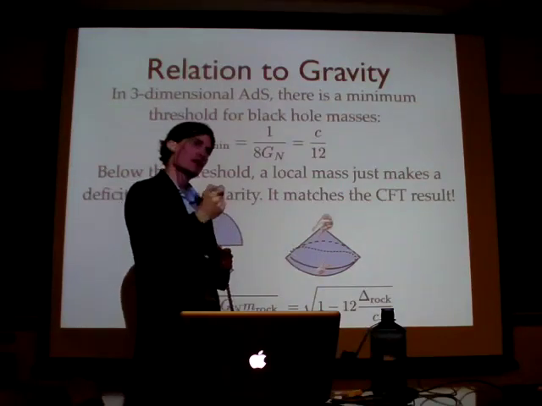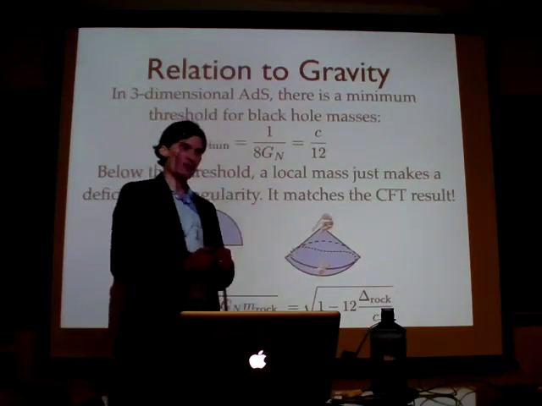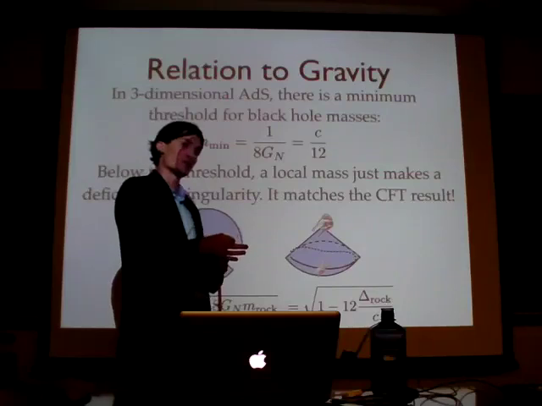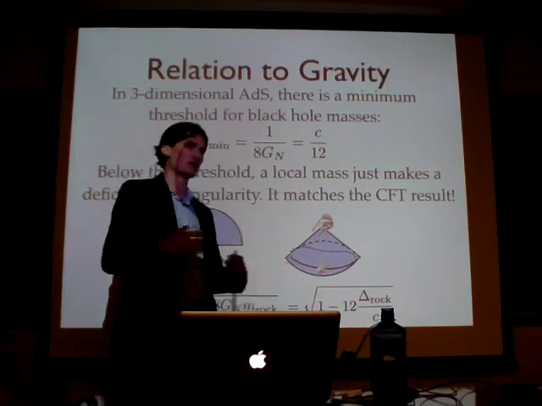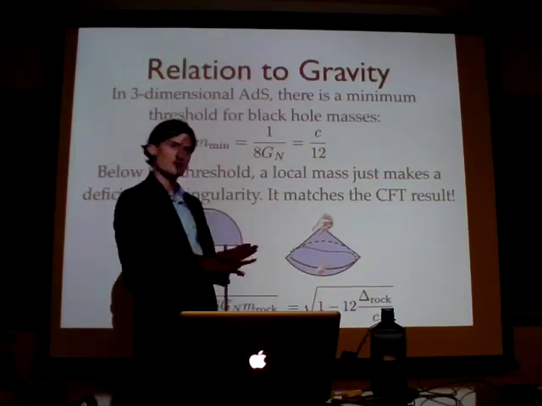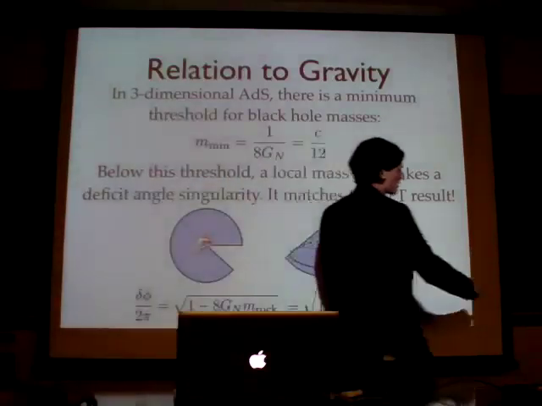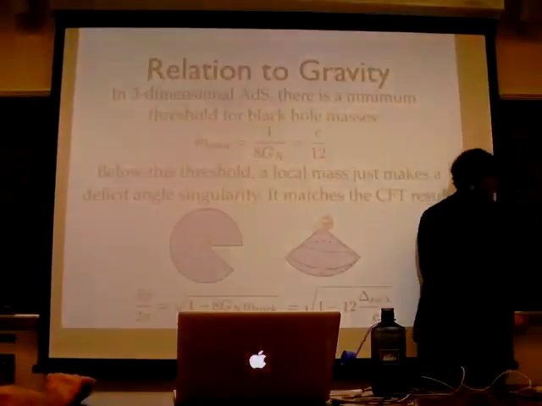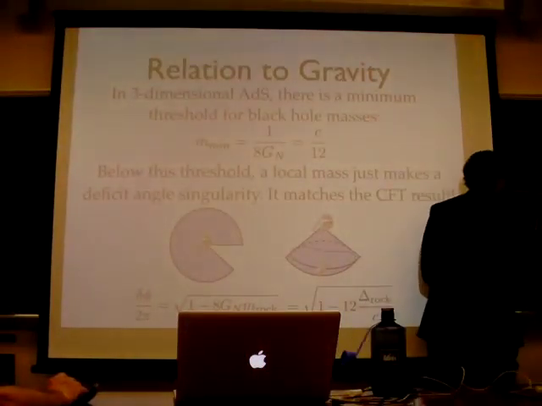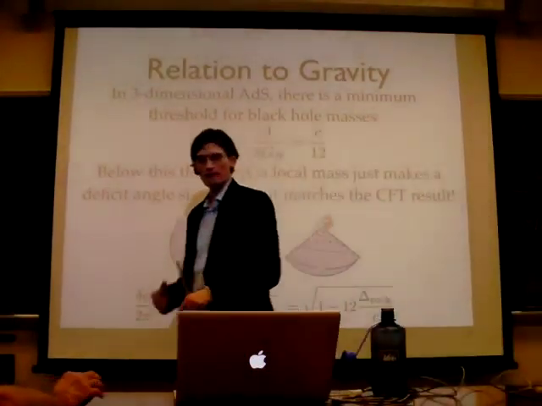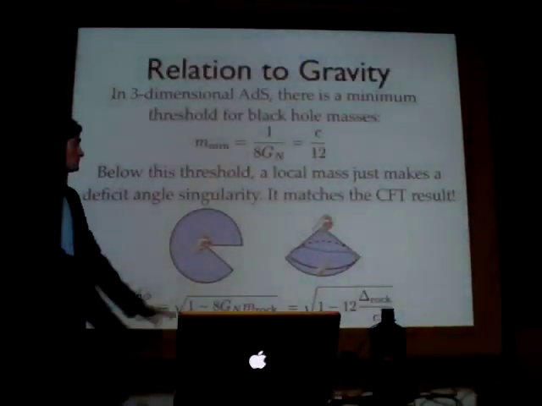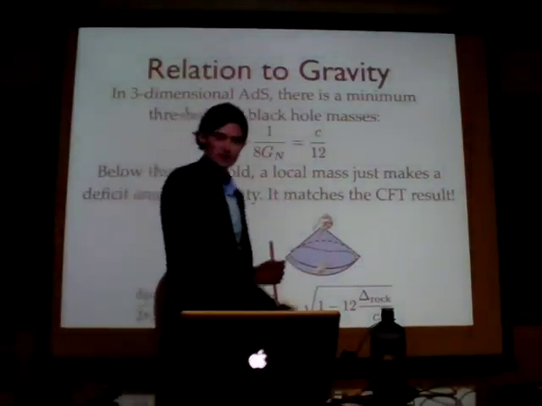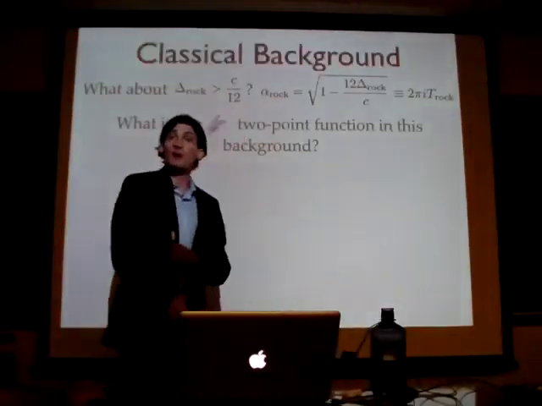In the case where you're in AdS, when you eat up 2 pi, it's exactly at the point the horizon forms, and above that energy, you now have a black hole. Below that, you just have this local little conical deficit. So below this threshold, things match. Things get more interesting when we go above this threshold.